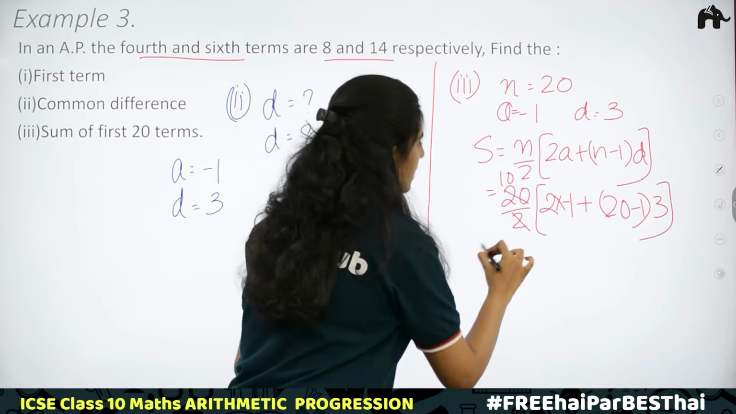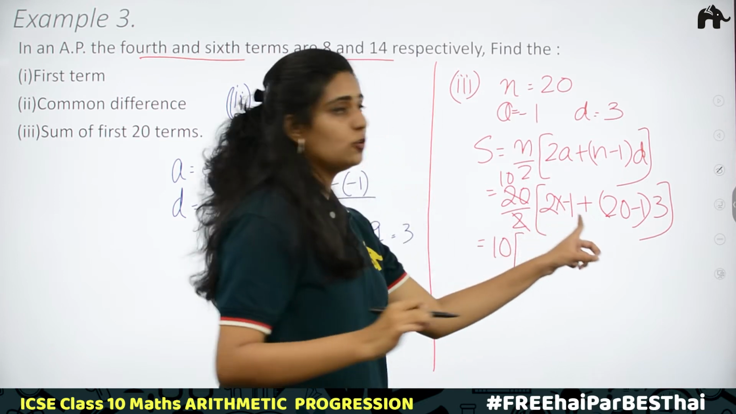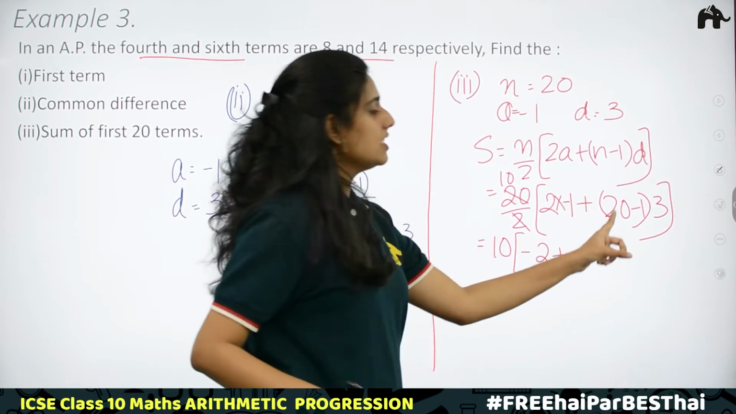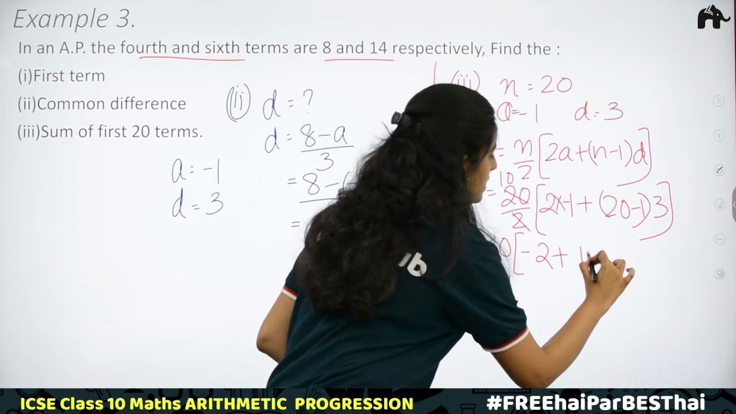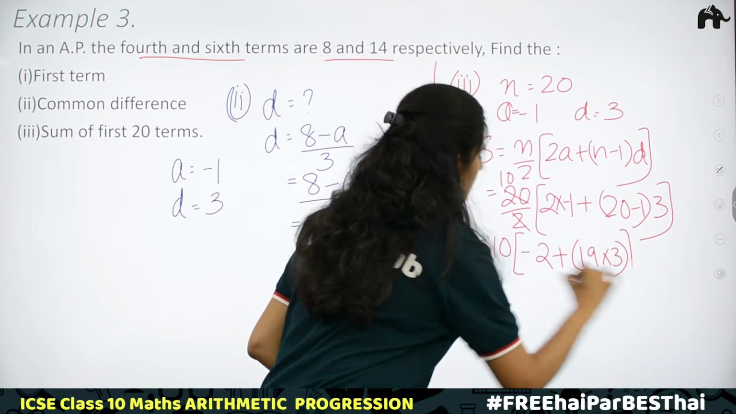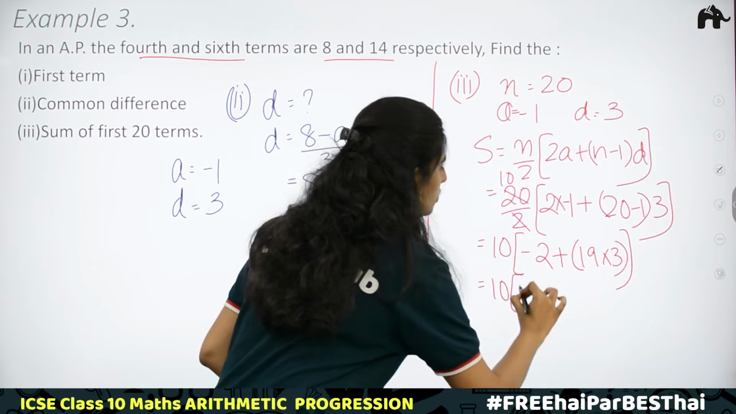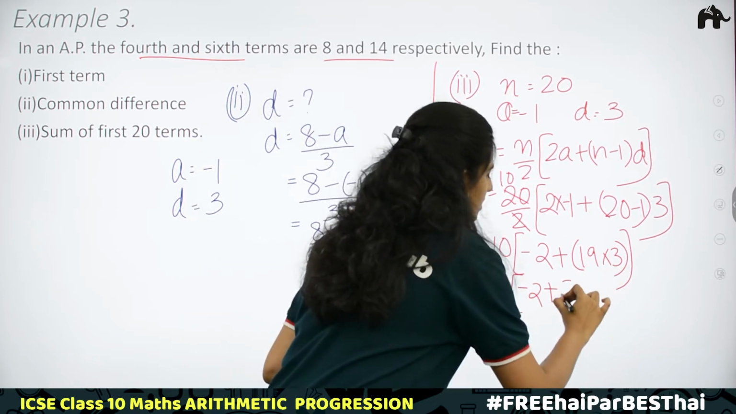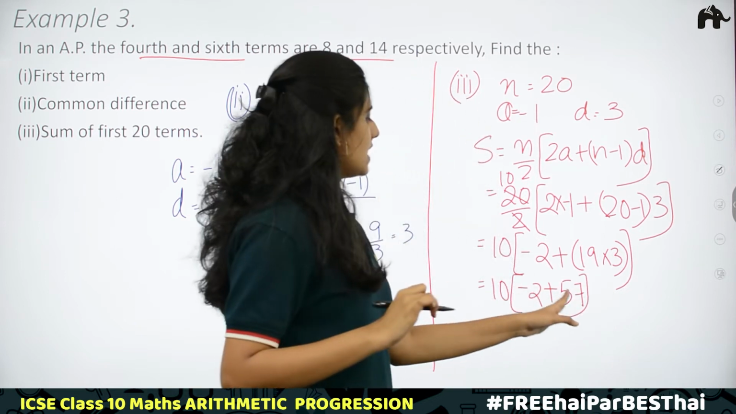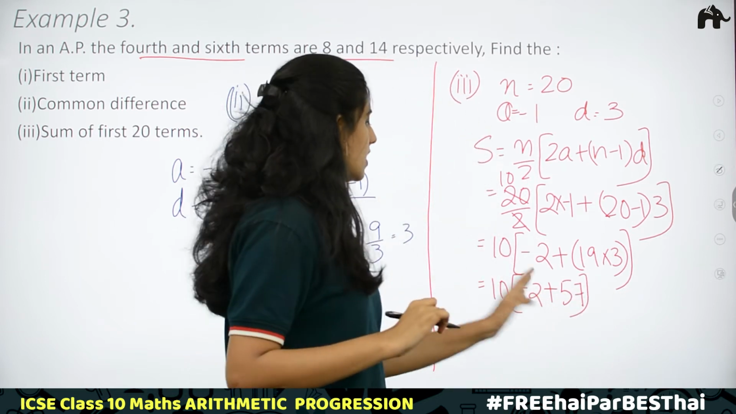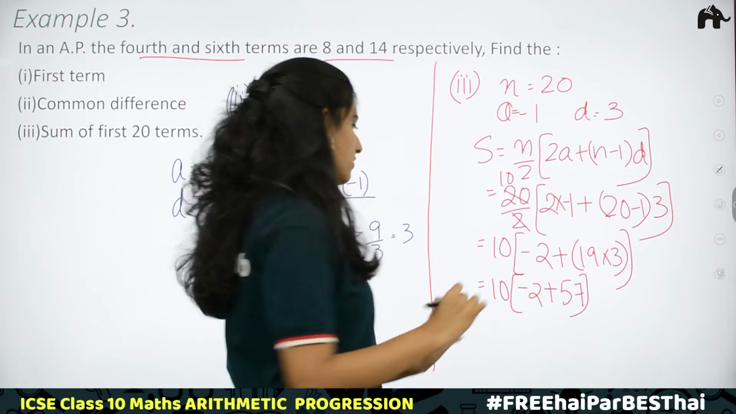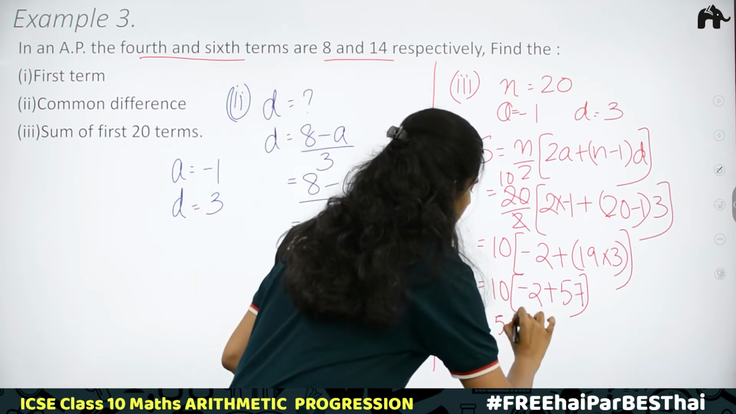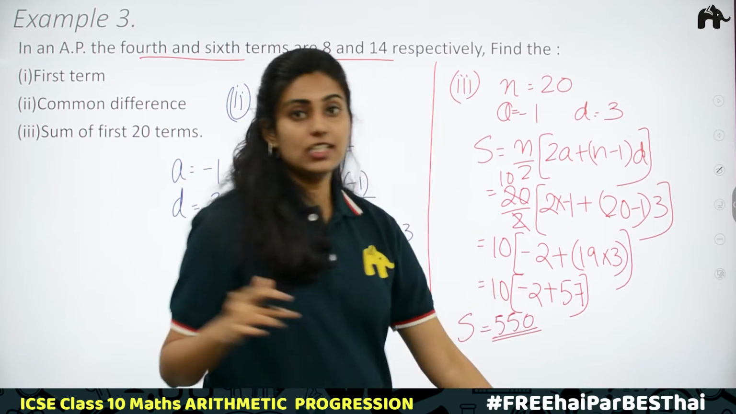We get 10 here. That is 10 into 2 into minus 1 minus 2 plus 20 minus 1 is 19, 19 into 3. That is equal to 10 into minus 2 plus 19 into 3 is 57. 57 minus 2 we get 55. 55 into 10 is 550. Therefore, the sum of first 20 terms is equal to 550. This is the final answer for the third sub question.